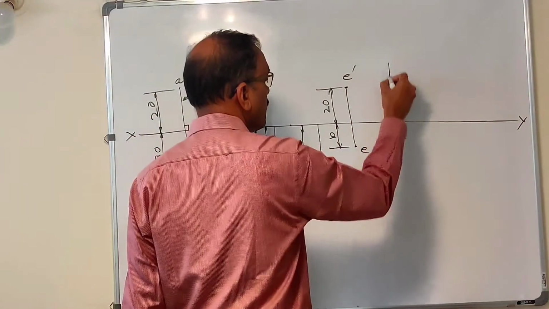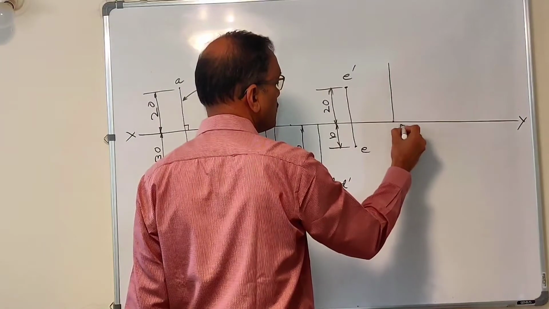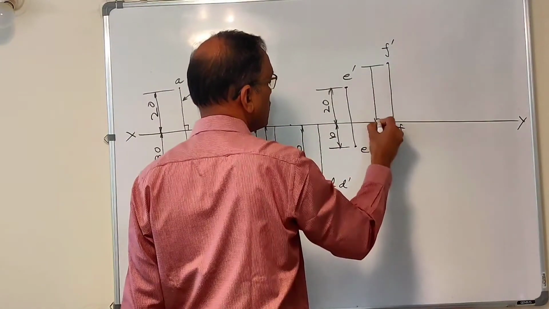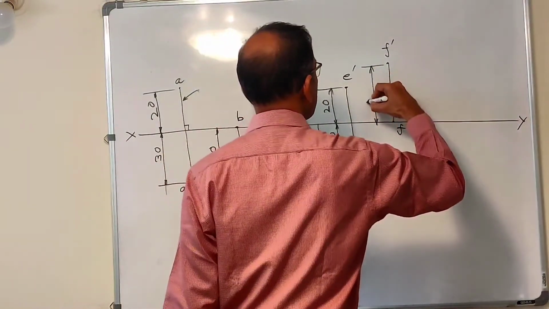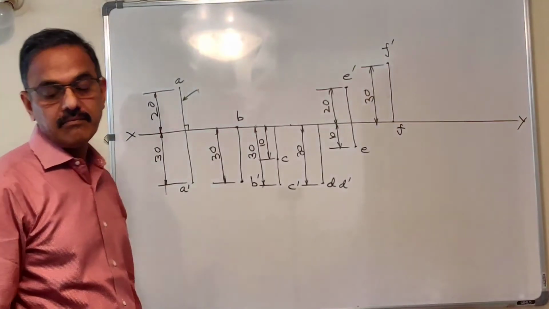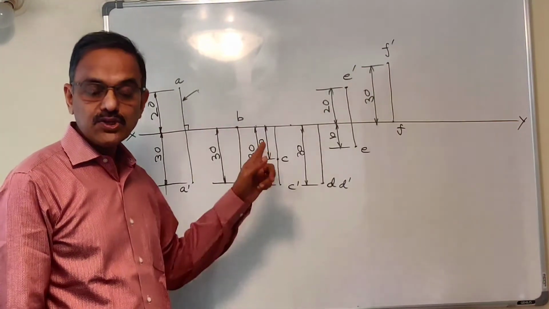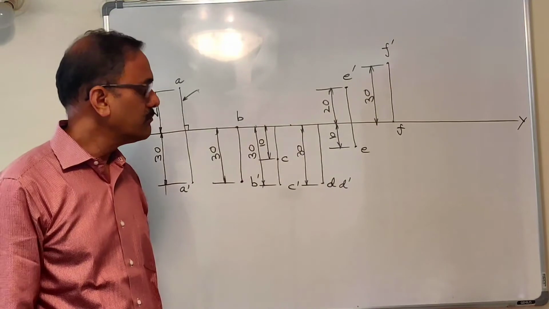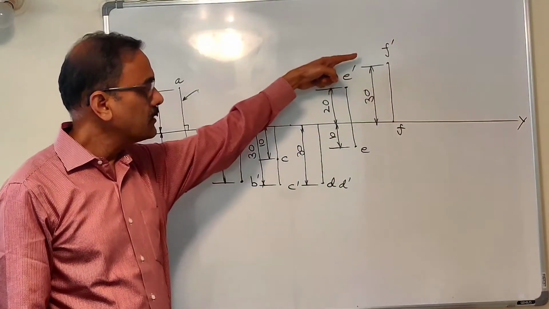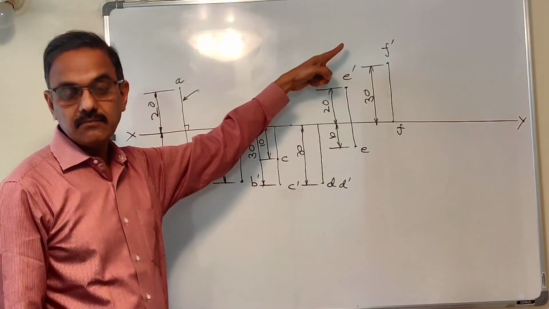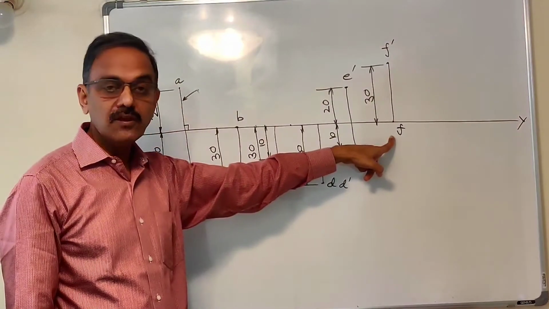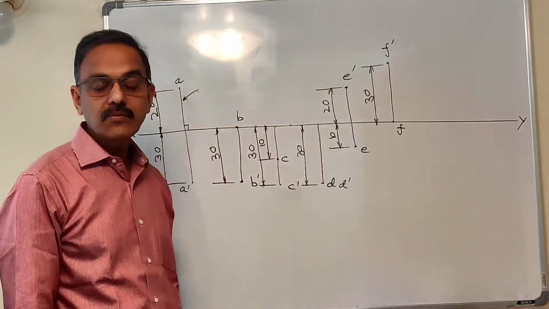Next. Pause the video and read. State its position in 3D scenario. Point F is on VP and 30 mm above HP. I repeat again. Point F is on VP and 30 mm above HP.